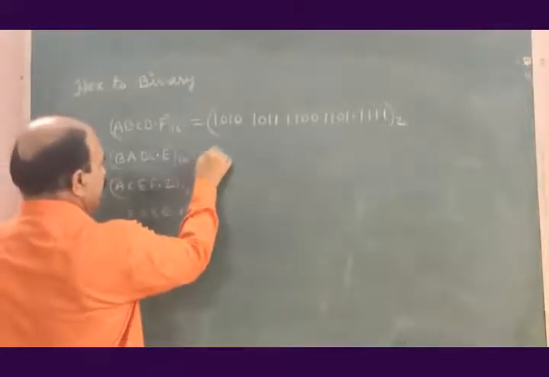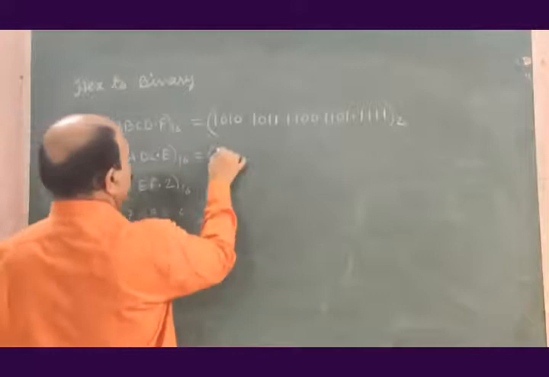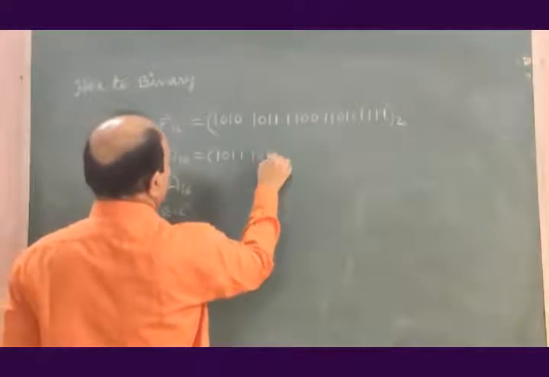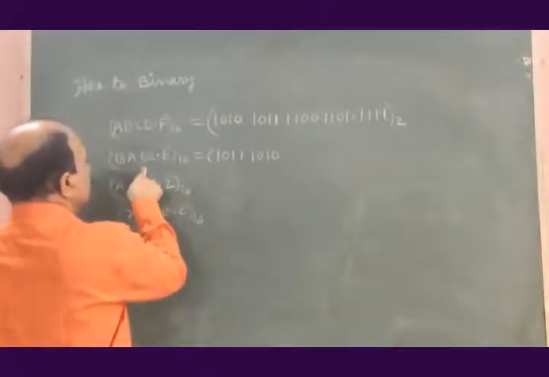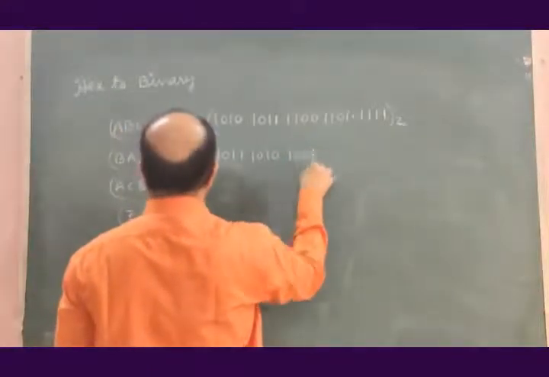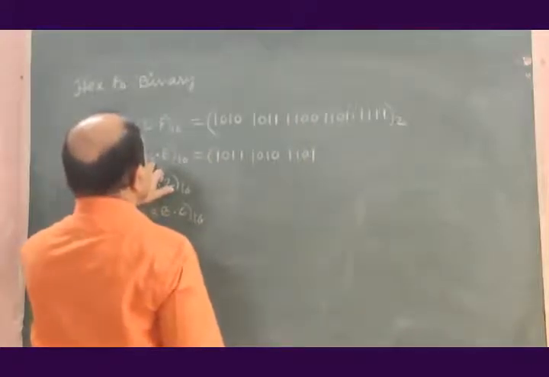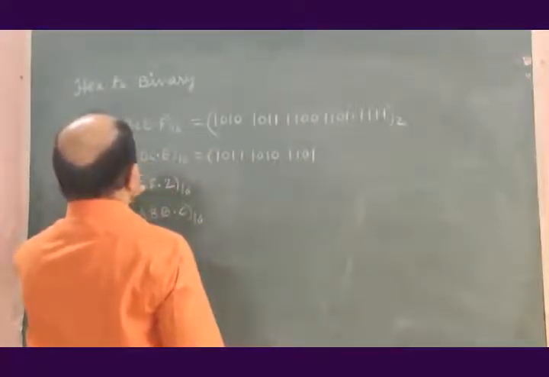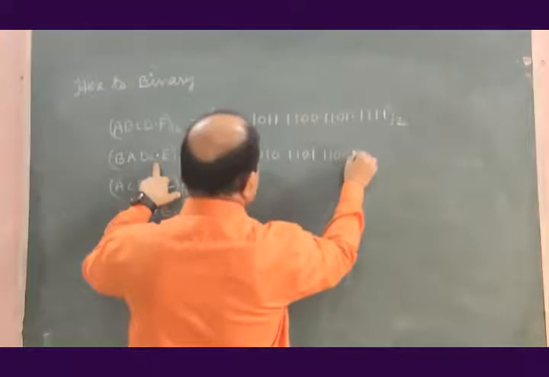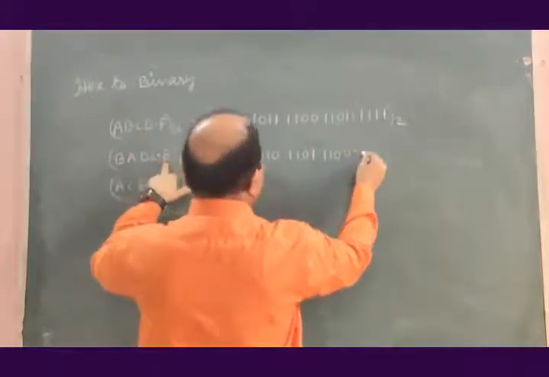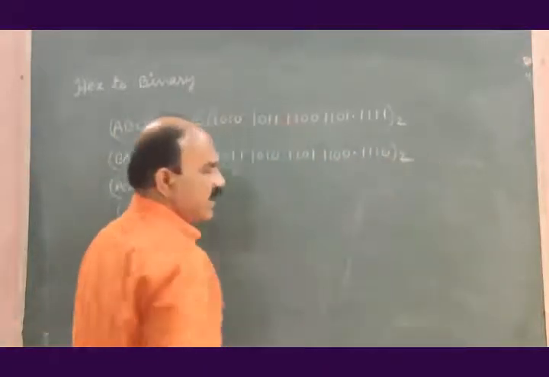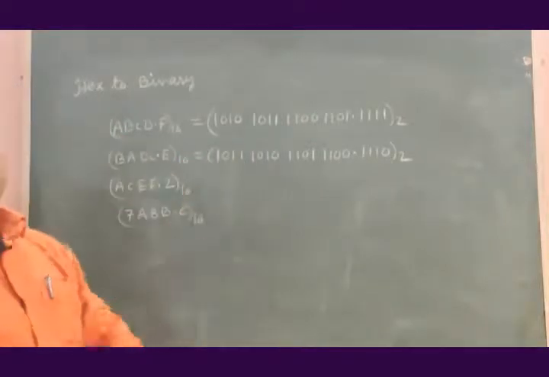The same thing here. B 11, 1 0 1 1. A 10, 1 0 1 0. D 13, that is 1 1 0 1. C 12, 1 1 0 0. Now binary point. E 14, 1 1 1 0. Equivalent binary of given hex number.